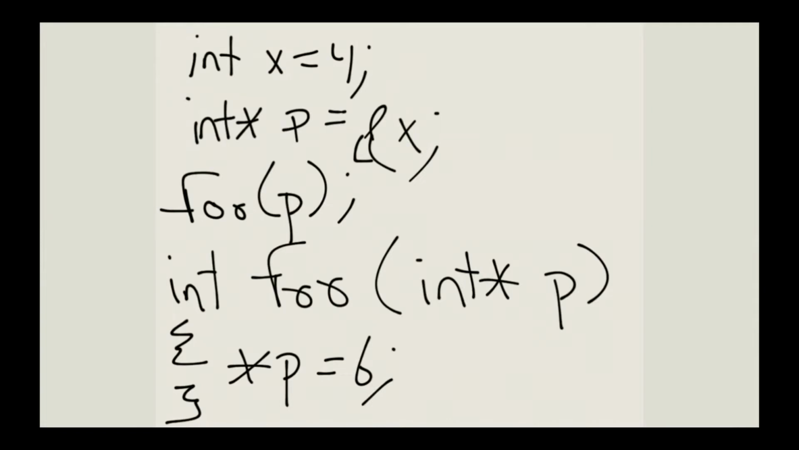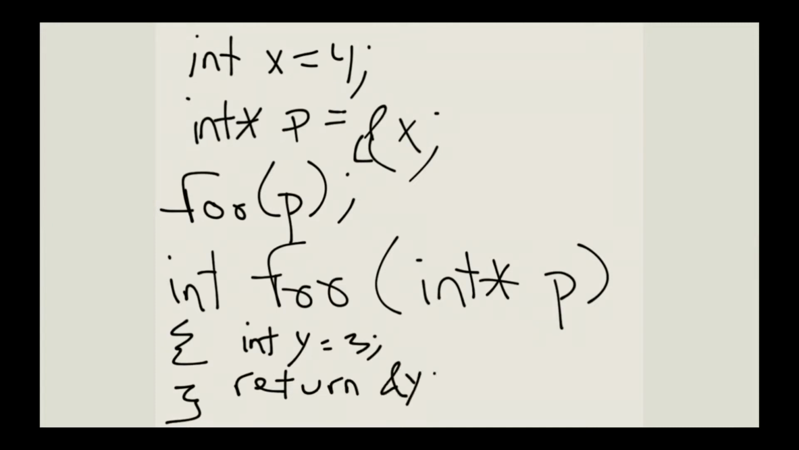And let's say you wanted to return a pointer. Okay, how do you do that? Return a pointer, as in something like int y equals 3, return ampersand y? Yeah. Okay. So you should never do this. So this is bad.